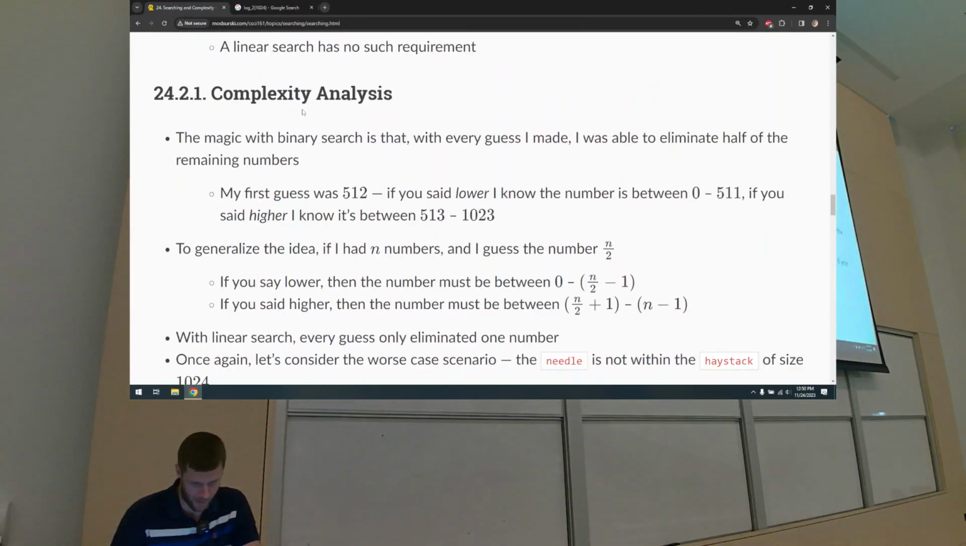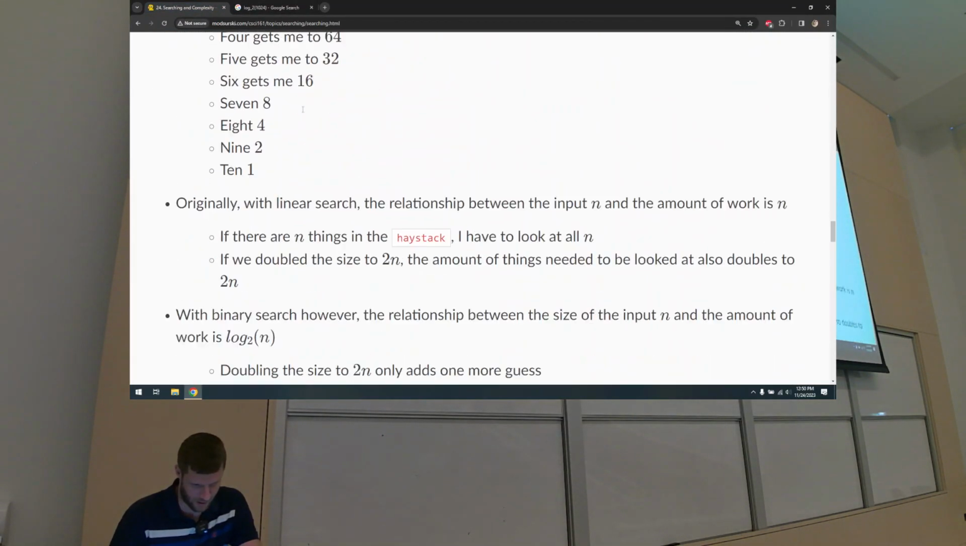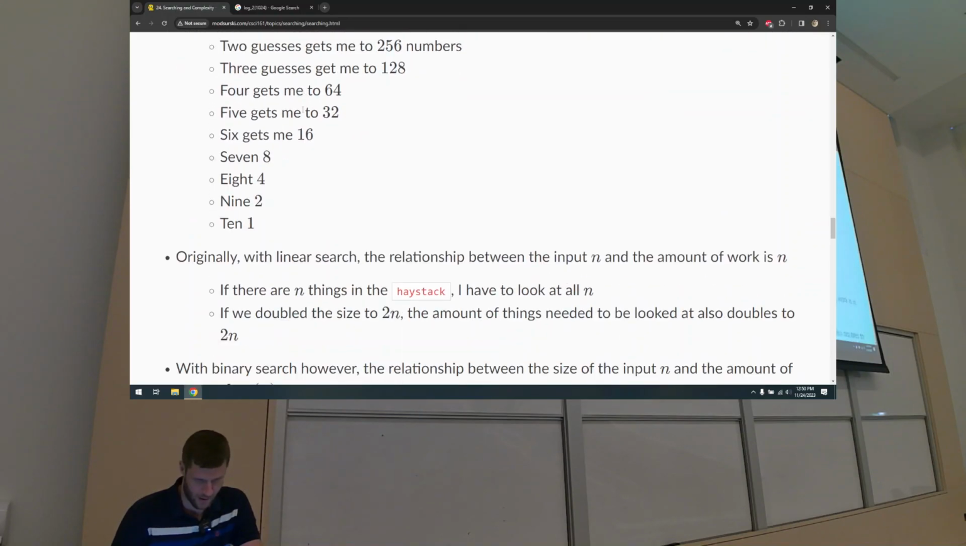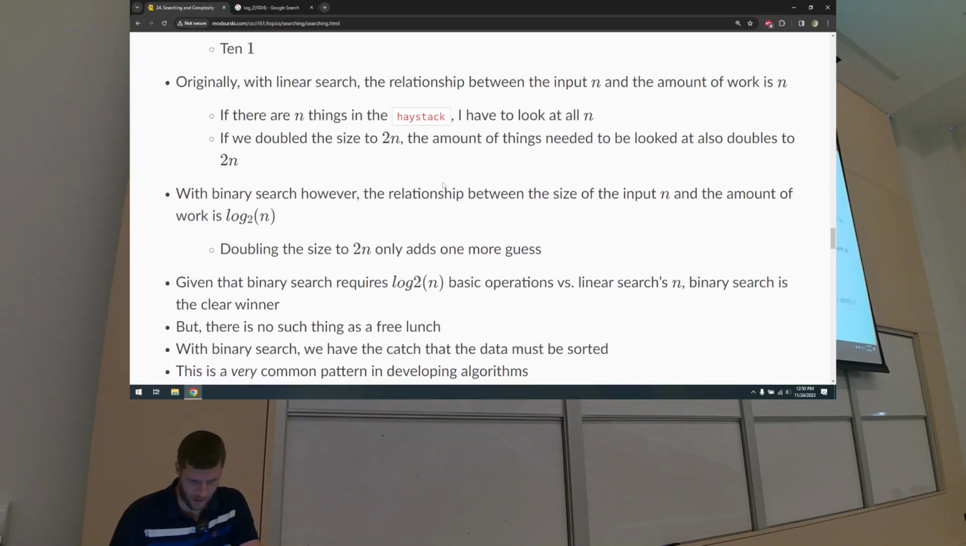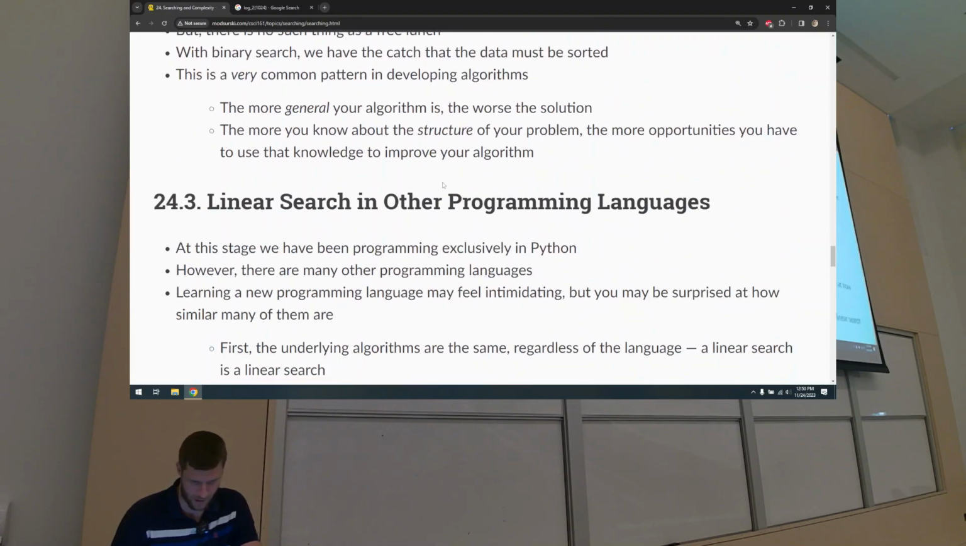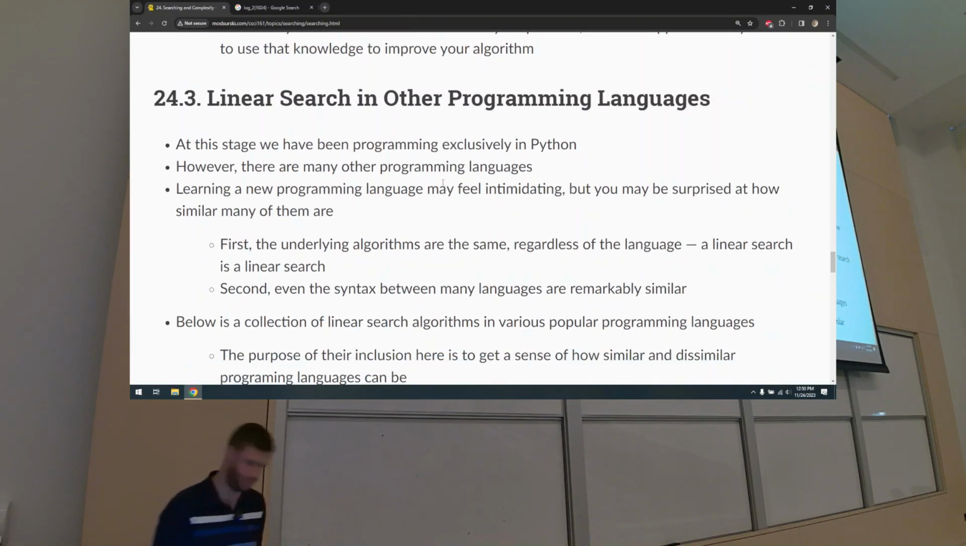All right, complexity analysis. We just did all that. Originally linear haystack, yeah, okay. This is just explaining everything.